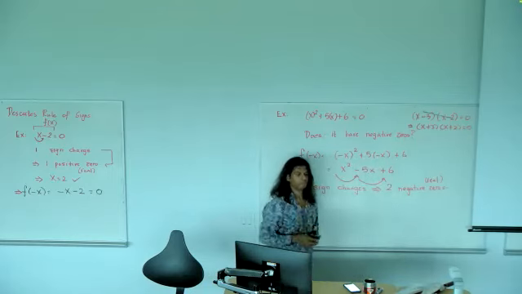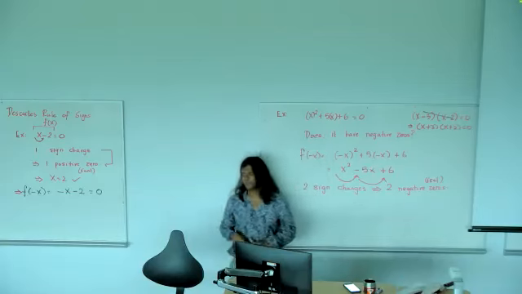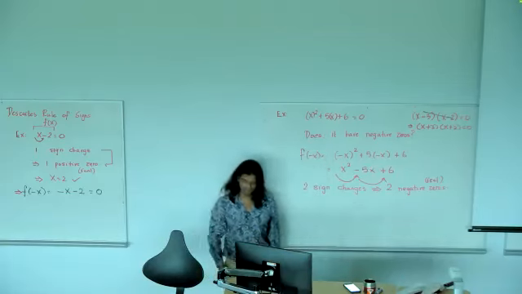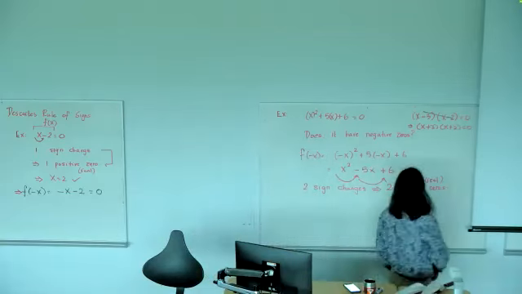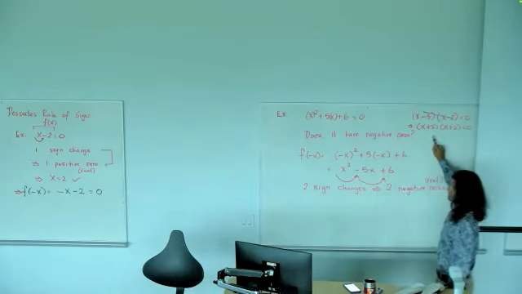We have 2 roots. One is negative 3. The other is negative 2. When you write it as factors, it is x plus 3 times x plus 2. Good.